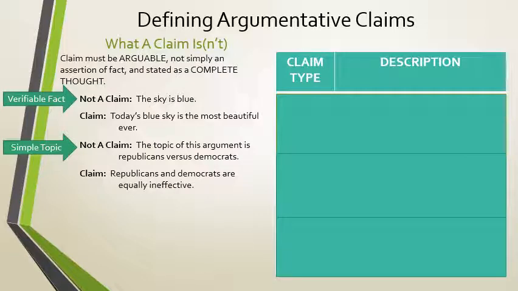The third example of not a claim is this. Religion can cause conflict. And while it is on its surface arguable and it is a complete thought, it's also easily verified. I mean, nobody's necessarily going to come in to this statement and say, no, actually, religion can't cause conflict.